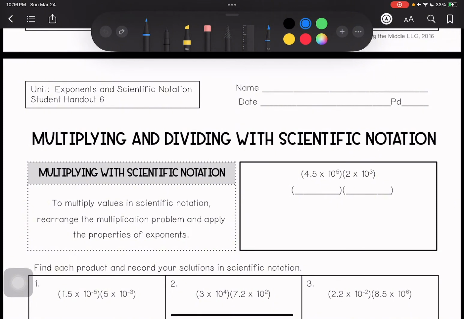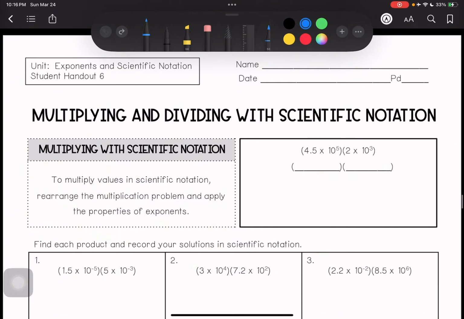We're on multiplying and dividing. Last time, we finished adding and subtracting scientific notation. So today, we'll be multiplying and dividing scientific notation, and both will be on your test prep on Wednesday. So let's get into it.